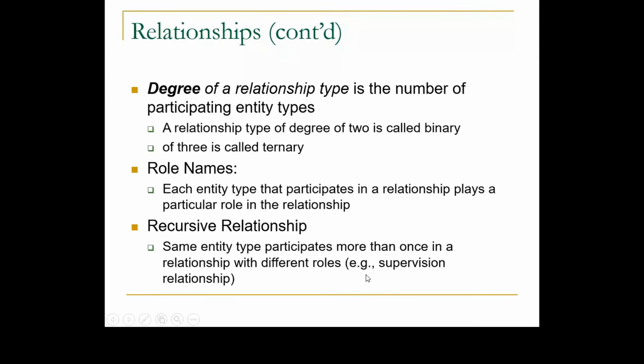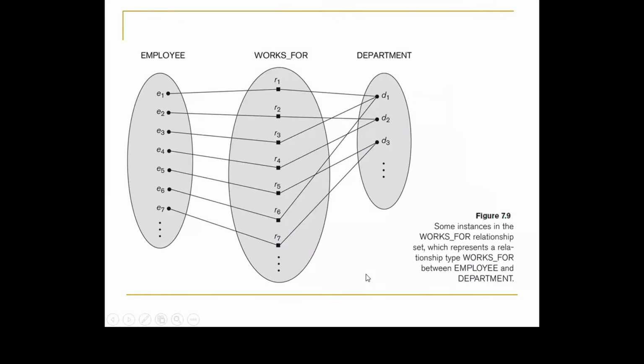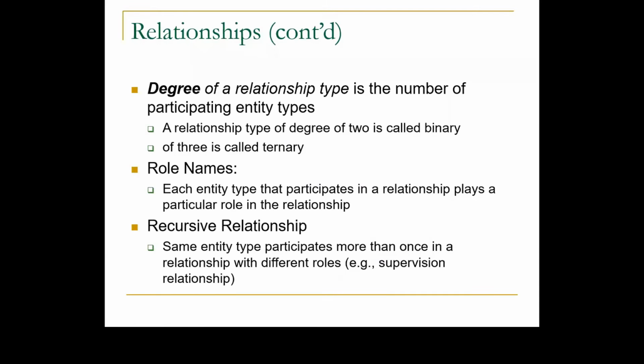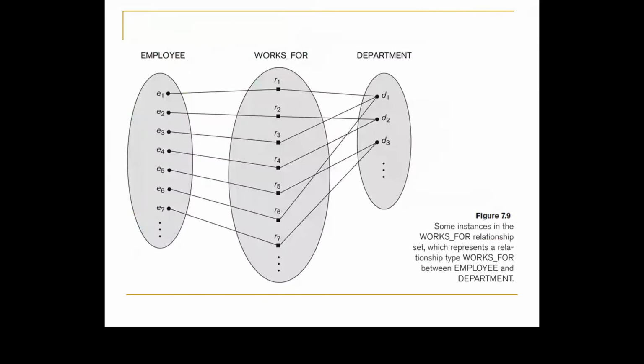Now next, you can see there is something called degree of relationship. Just quickly let me finish it. The degree of a relationship type is the number of participating entity types. So how many entities are participating in the relationship? We can understand this from the diagram. This diagram is enough to understand.